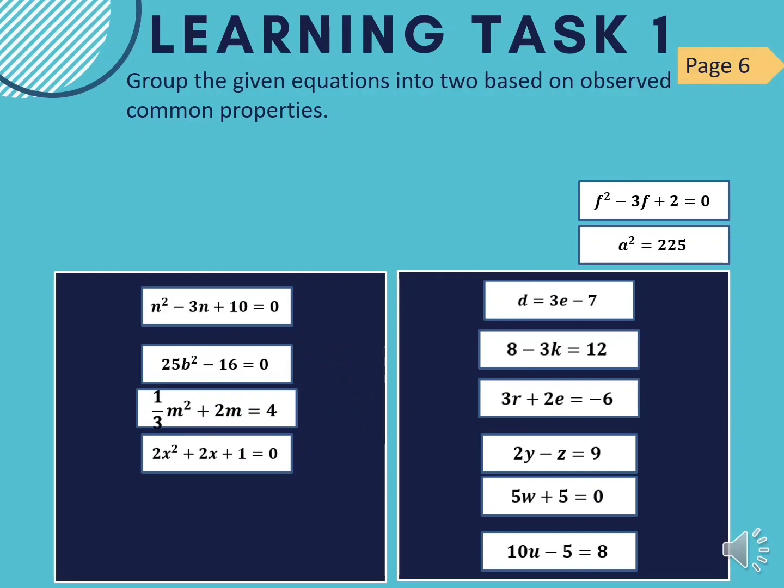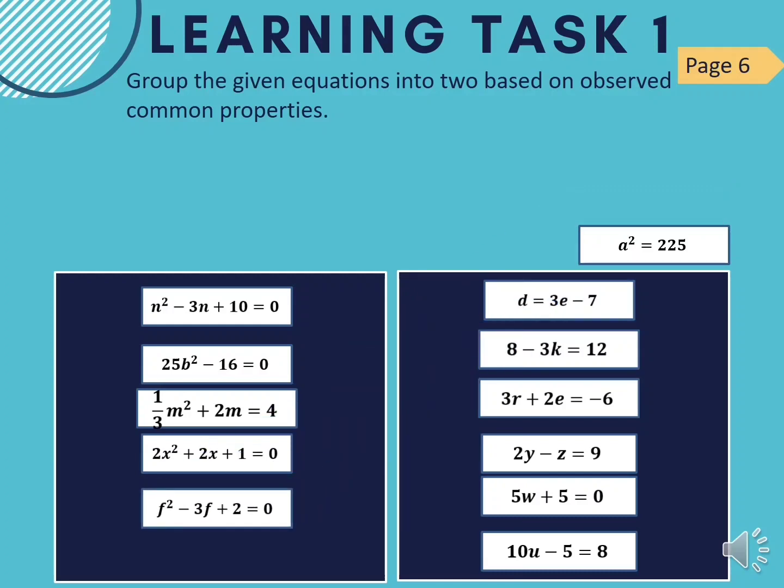How about f squared minus 3f plus 2 is equal to 0? Okay, the highest exponent is 2, therefore the degree of the equation is 2, so we put it in the first column. How about a squared equals 225? Very good, again this is in the first column. That is how we classify and group the given equations based on the degree of the equation. Now, did you get it right?